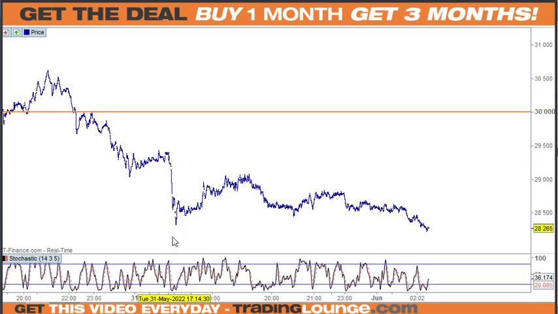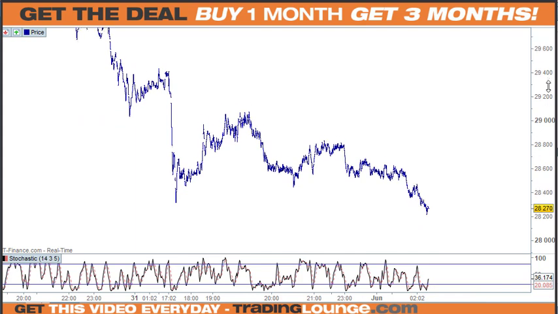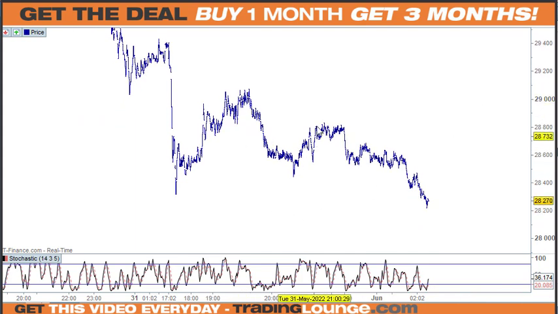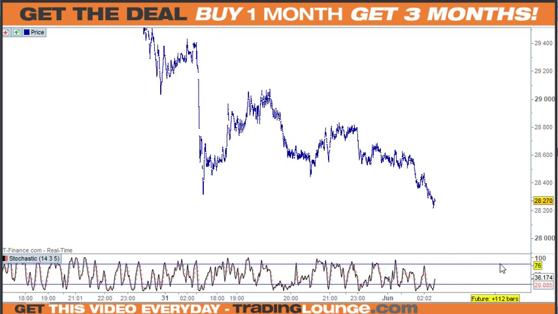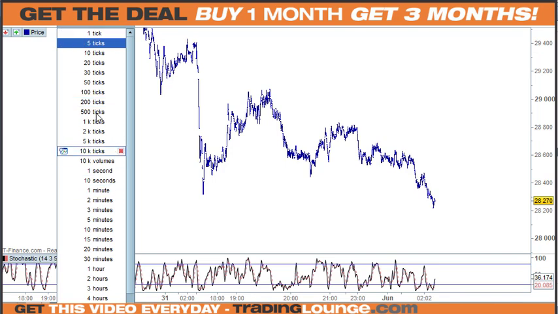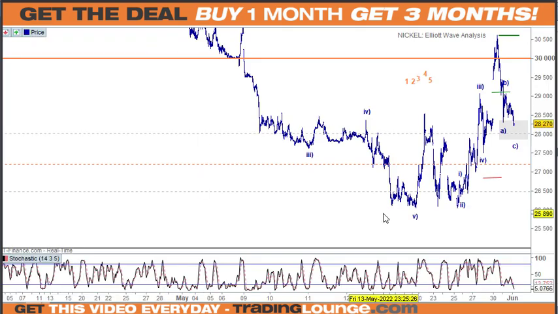But as an A wave to here, and then a B wave, and then 5 waves down here for a C wave here. So that's 5 waves and a correction, and so it's still got a little bit further to come down on this. So let's just go back to the 100 ticks here.